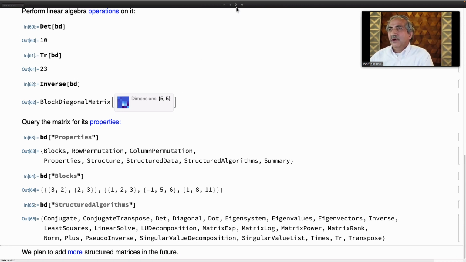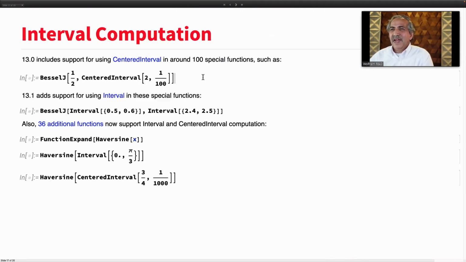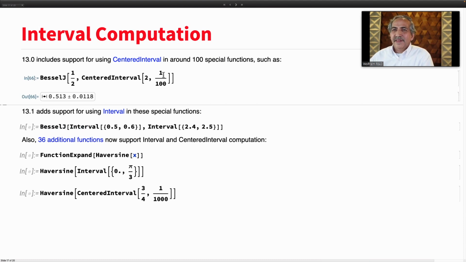Okay, so now on to special functions. So we had this thing called centered interval in version 13.0, which we applied to 100 special functions, and that basically lets you work with not just a single number, but a small interval around a number, like in this case, a center 2 and a radius of that. And we have a design review for each of these every release.